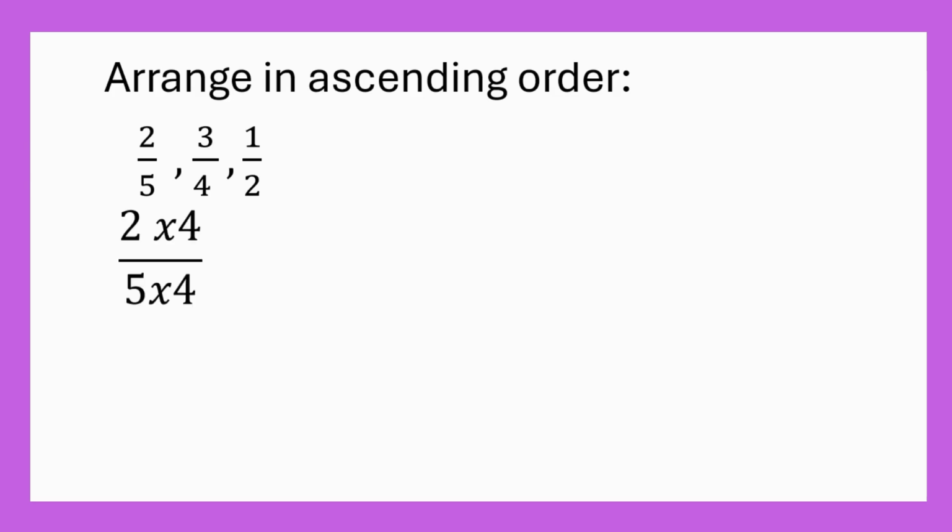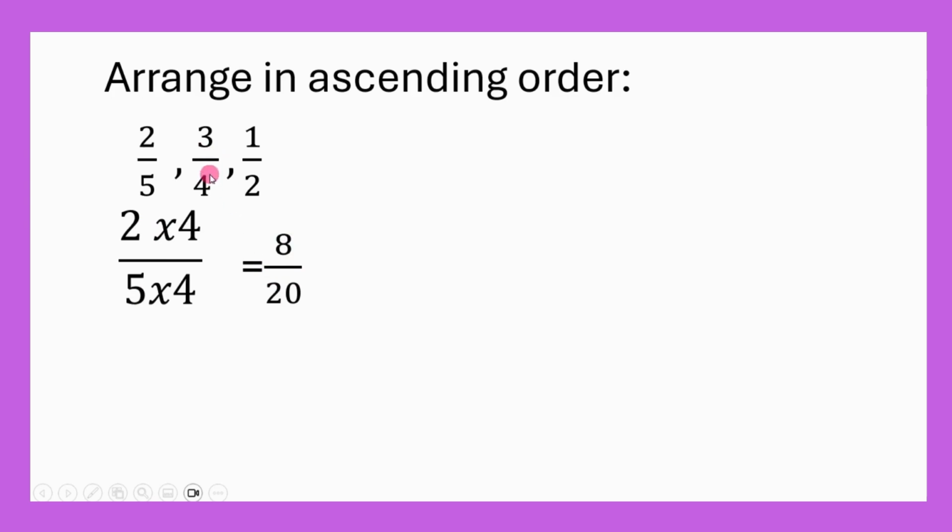So we use that 4 to multiply both the numerator and the denominator of 2 over 5 here, so that we can have a common denominator of 20. And whatever you multiply the denominator by, you multiply the numerator with it as well, so that you can make it an equivalent fraction. So this gives us 8 over 20. So it's the same thing: 2 over 5 is equivalent to 8 over 20.